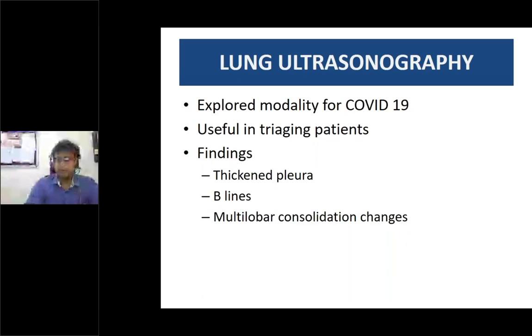Coming to lung ultrasonography, this is the most explored modality for COVID-19 in recent times. The reason for use of ultrasonography is that in COVID-19, the classical lung involvement is found to be more of peripheral lung involvement than the central lung involvement. So any peripheral changes could be picked up by ultrasound. So this is the reason why ultrasonography of the lung is found to be useful. This is used as a triaging modality so far. In Italy, it has been well studied. The classical findings include thickened pleura, B lines, and multi-lobar consolidations.